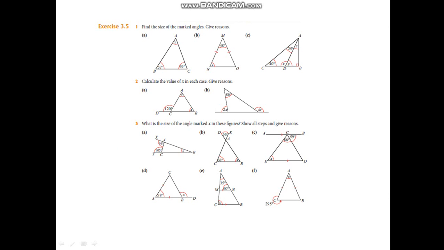And third, what is the size of the angle marked x in these figures? Show all steps and give reasons. We need the x. So which one do you want? Okay, I want to solve C. There we have the properties of parallel lines. AB and AD are parallel to each other. And what were the properties of parallel lines? Co-interior, exterior angles, or alternate like Z, or F corresponding.